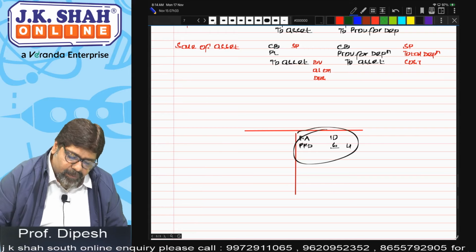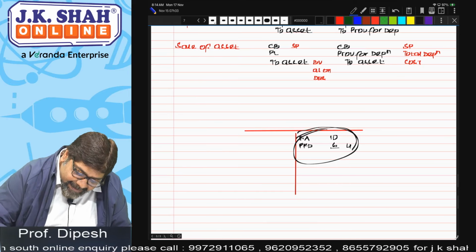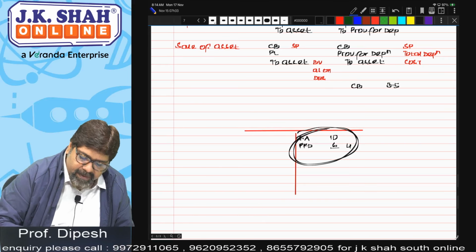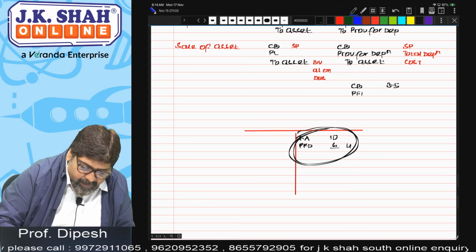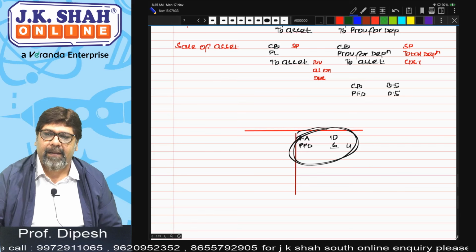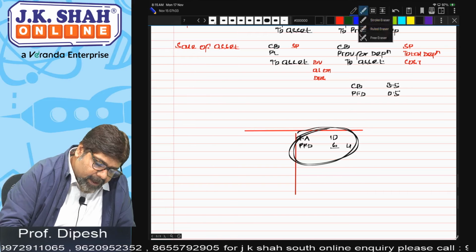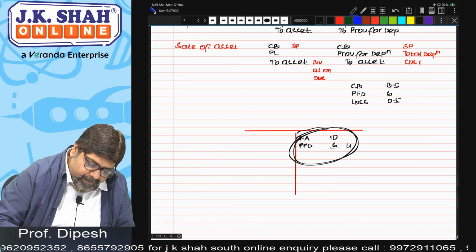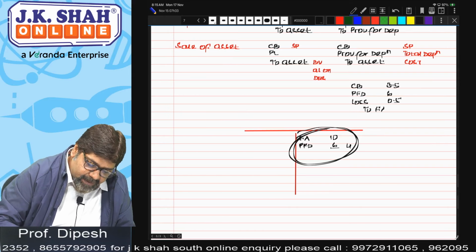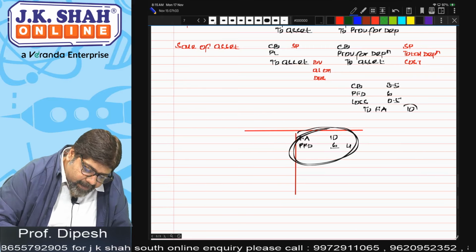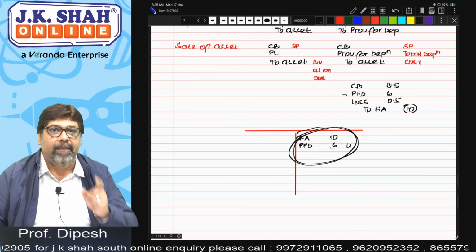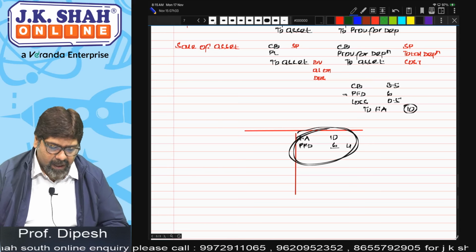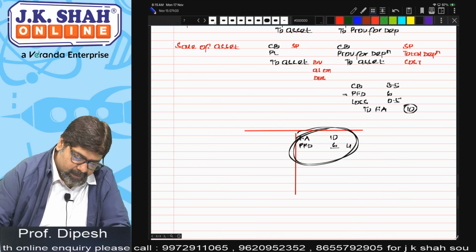Now suppose this asset is sold for 3 rupees 50 paisa. What journal entry will we pass? Cash bank account debit 3 rupees 50 paisa. Provision for depreciation account debit, sorry, provision for depreciation account debit 6 rupees. Loss account debit 0.5 to fixed asset 10. Correct. So fixed asset will appear at cost, and provision for depreciation will be debited with total depreciation up to the date of sale. Yes, no? Yes. Understood. Now chartered.